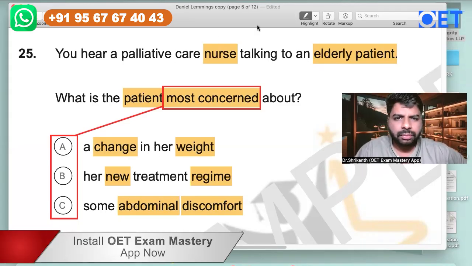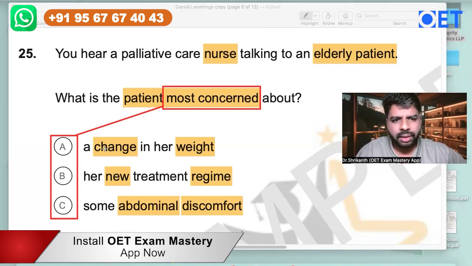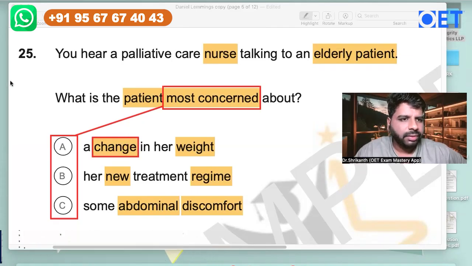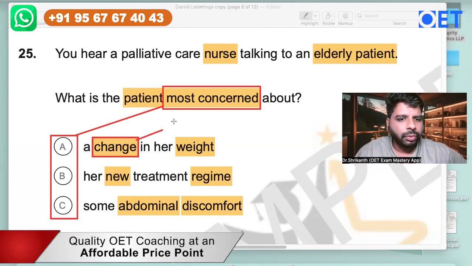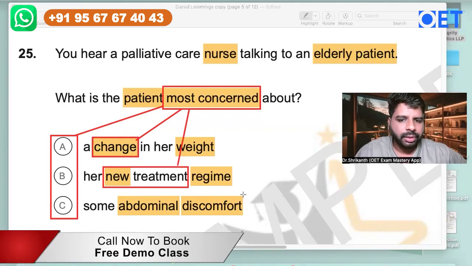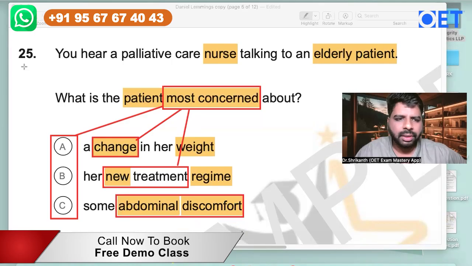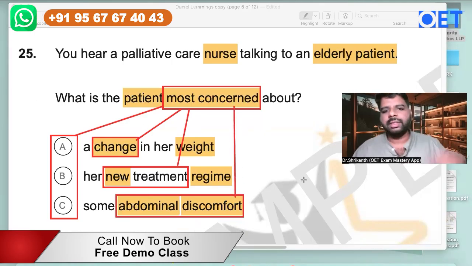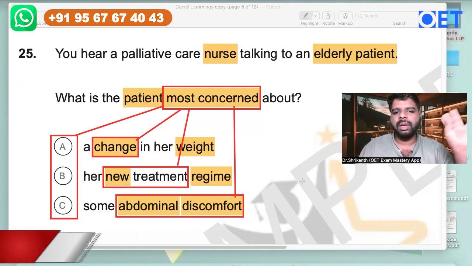All right, so now let's identify the focal point of each question. Here, we can say the key word is a change. So the change in her weight is the most concerning thing. And here, a new treatment. So a new treatment is the most concerning thing. And abdominal discomfort. All are very small answer options, so this is the best that we can do: change in body weight, new treatment regime, abdominal discomfort.